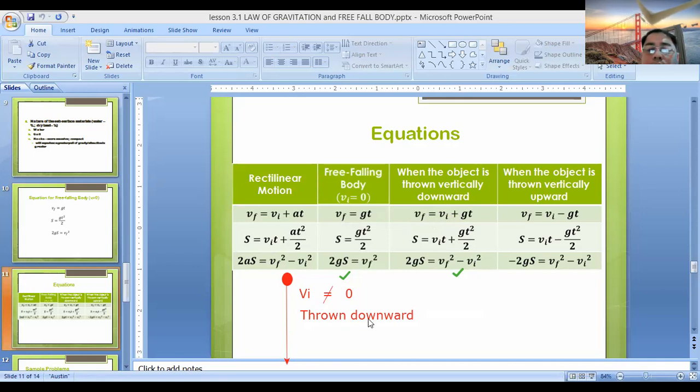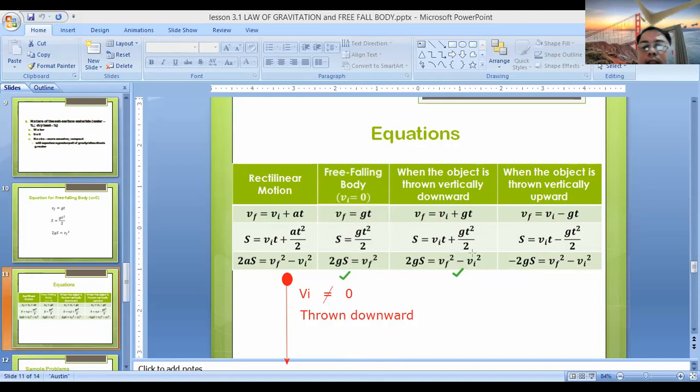So the body is now much faster compared to when you simply held it and then let it fall down. Okay, so again, first we remove v sub i because we simply let it fall down. But if we include v sub i, then that is still a free-falling body. However, now we see that there is an initial value. Now, what about if you throw an object up?